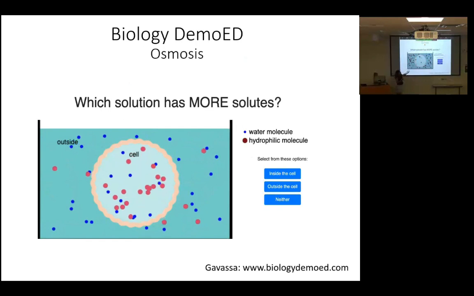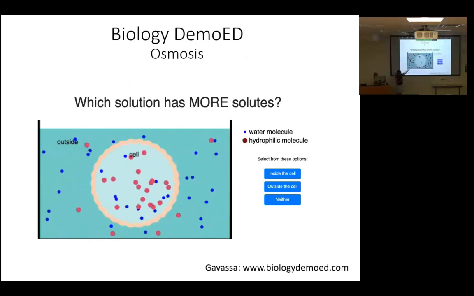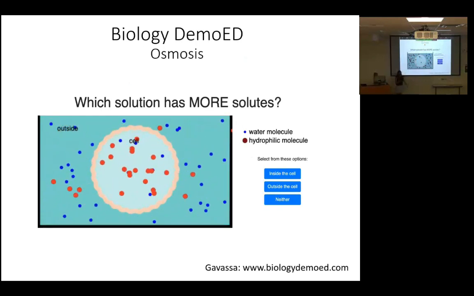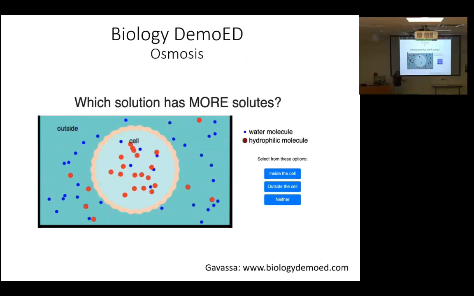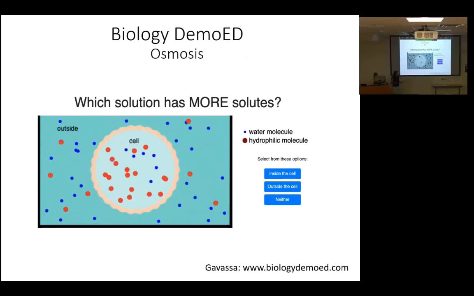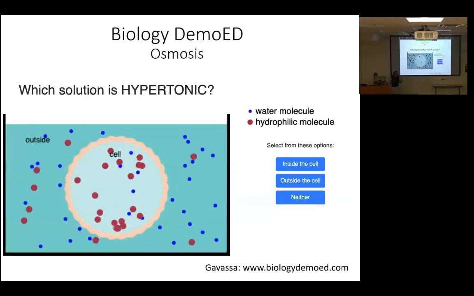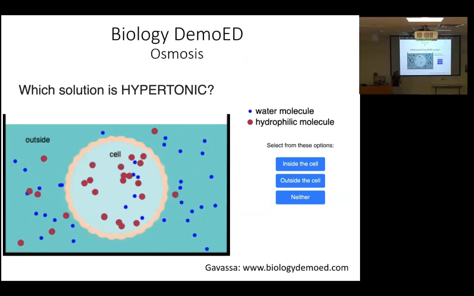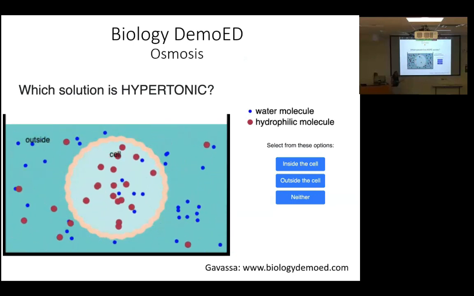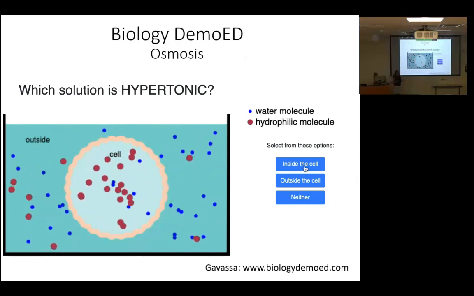It starts first by asking students, again, this is just a picture, but molecules will be moving, and students have to first see what is the side that has more solutes, and then they will get familiar with the concepts of hypertonic and hypotonic, and then after that, they'll start making predictions about in which direction will water move.